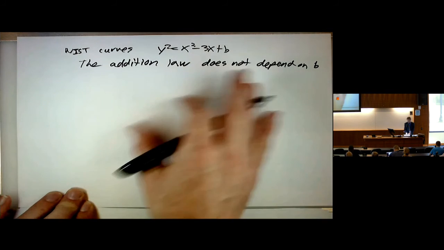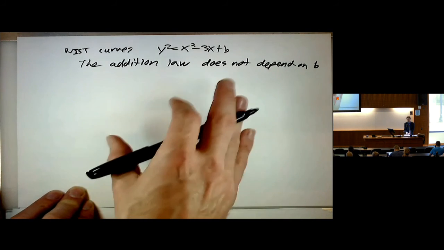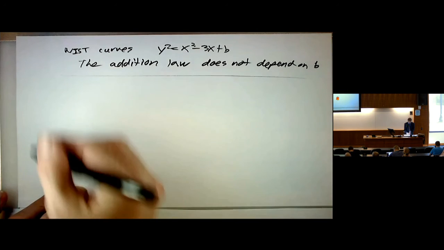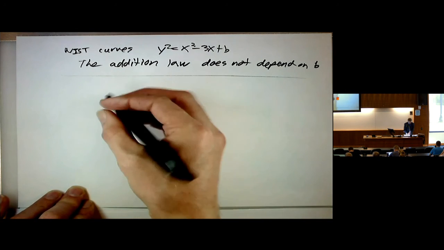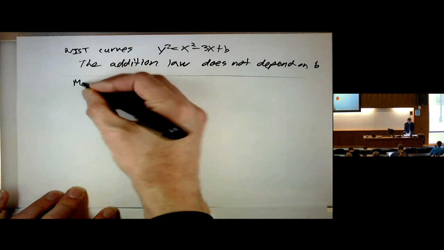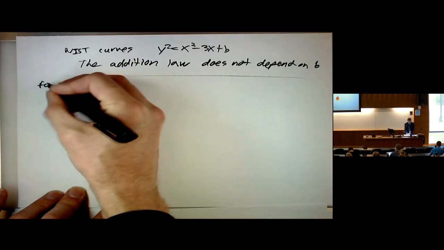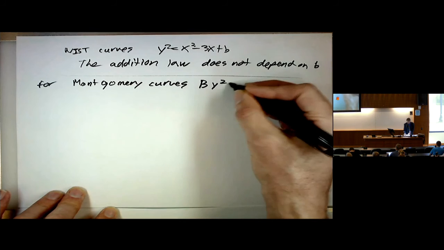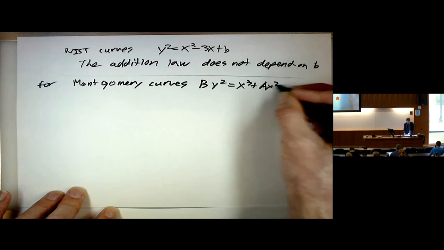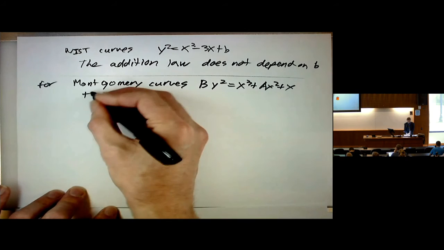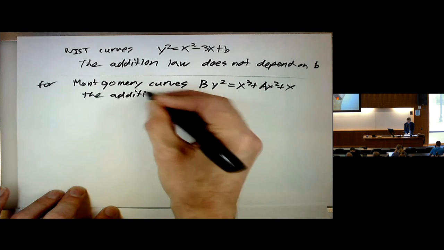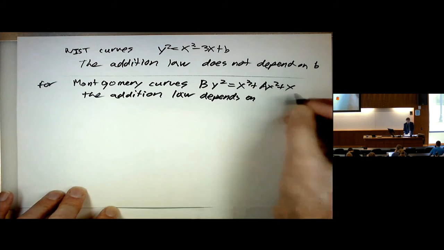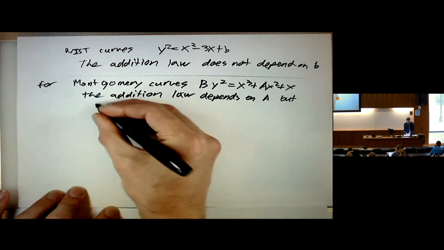Okay, so that's why it either adds a lot more time, a lot more checking that needs to be done to make sure it's safe, or if you want to avoid the checking, you need to use a different curve. So the advantage of Montgomery curves, b y squared equals x cubed plus a x squared plus x, the addition law depends on a, but not on b.